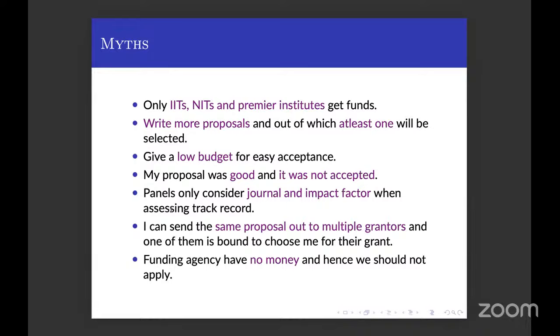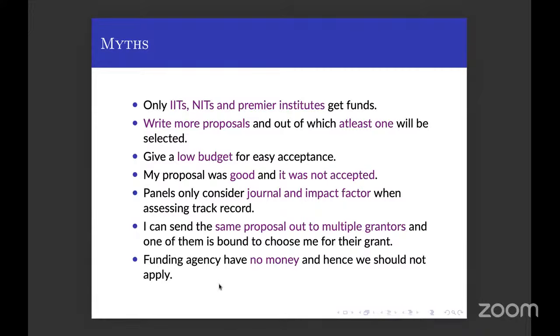Then the fifth is that panels only consider journals and impact factor when assessing track record. This is a big myth. They don't have the time to see your journals and impact factor while assessing it. Then the next is, I can send the same proposal to multiple grantors and one of them is bound to choose me for their grant. So this is also a myth. We should not do it. Funding agencies have no money and hence we should not apply. So these are the myths which we should avoid.